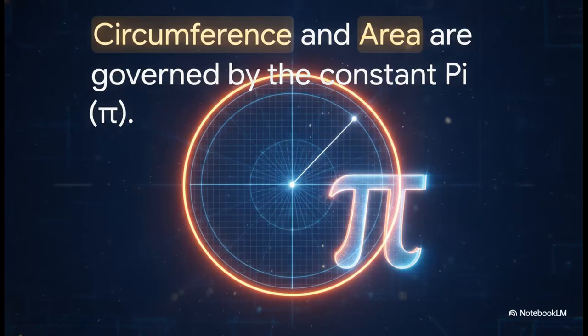To calculate that outer boundary, the circumference, and the internal space, the area, we rely on the absolute magic ratio of pi. By multiplying our radius or diameter by pi, we can translate this infinite curve into actual, real-world measurements that we can use to build and engineer things.